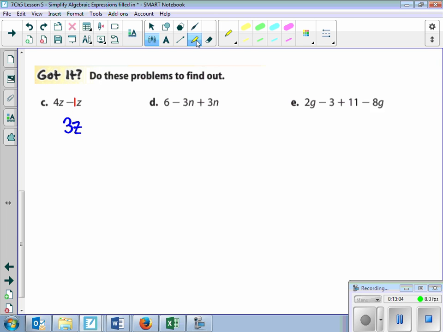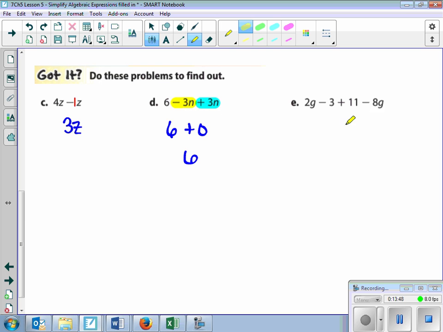All right. So now, looking at example D, we have 6 minus 3n plus 3n. So the like terms, negative 3n and a positive 3n. What are those? What are they called? Additive inverses, or opposites, right? So here we have 6 plus 0. You don't really have to write the plus 0, but I want you to do it in your notes, just so you know that that will remind you that those are additive inverses. And then we end up with 6. Got it? All right, let's look at the next one.